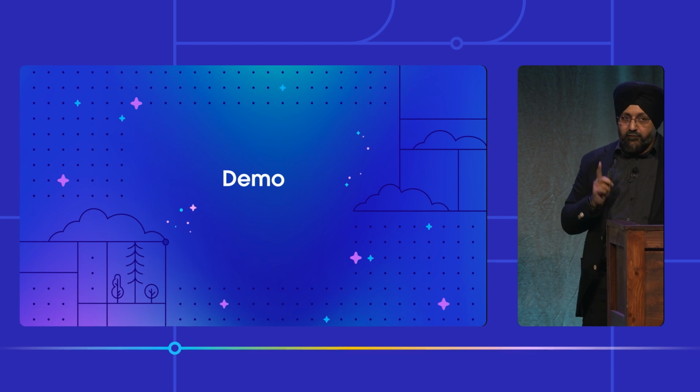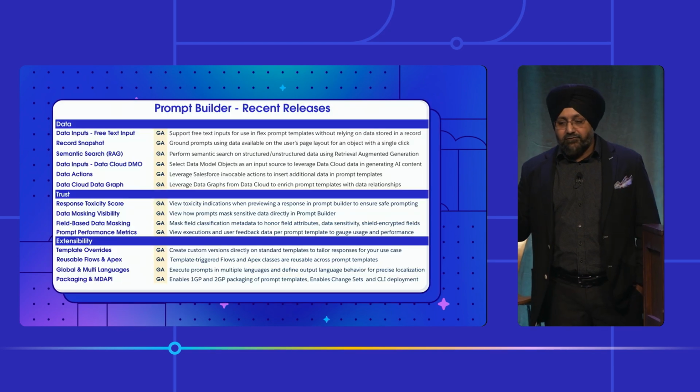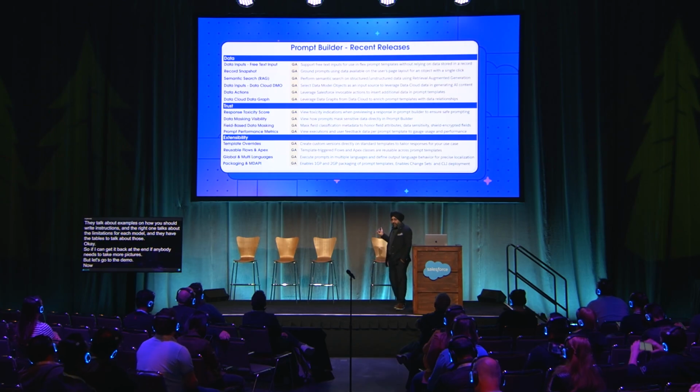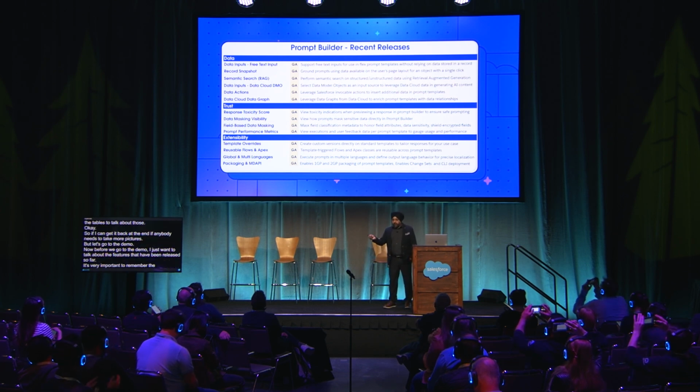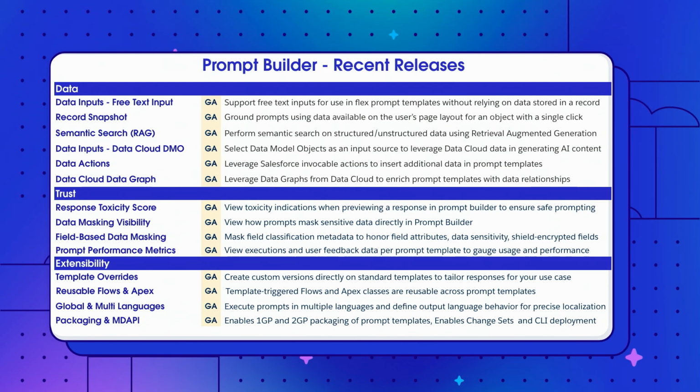But let's go to the demo. Now, before we go to the demo, I just want to talk about the features that have been released so far. It's very important to remember the features that are GA so that you can make good use of them. Did you know that global and multi-language is GA now? You can use Apex to send output parameter and get the response in the allowed language in a template. Or even the packaging and MD API is GA. You can start packaging today with unlocked, unmanaged, managed 1GP, 2GP packages. Everything is GA.